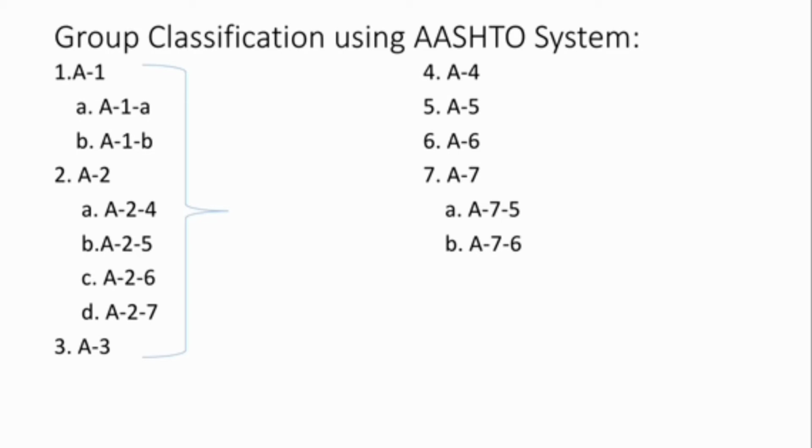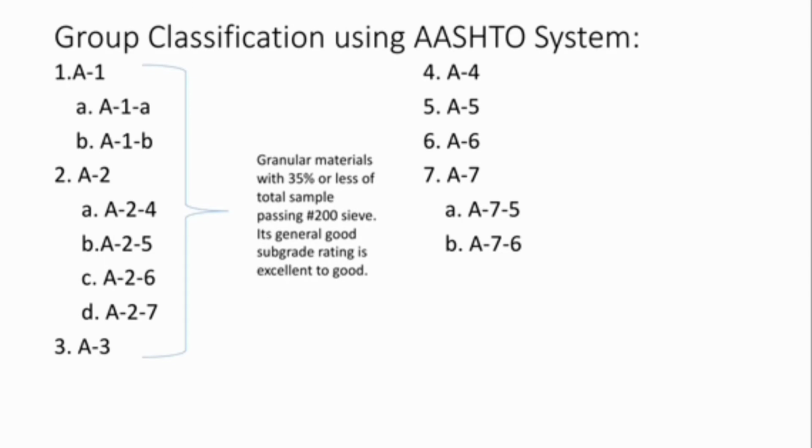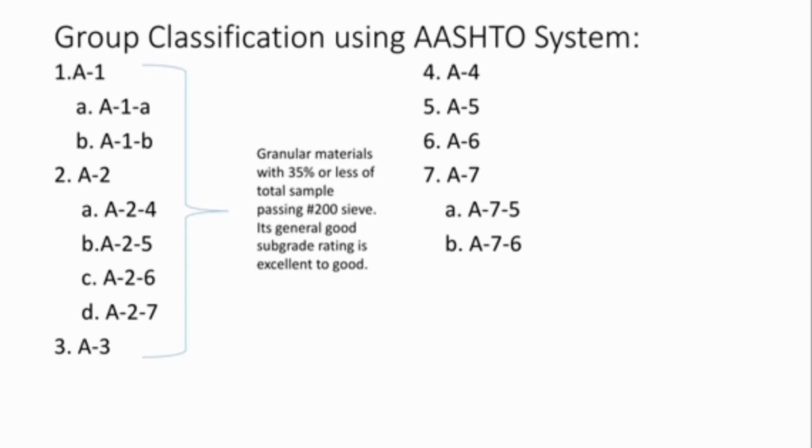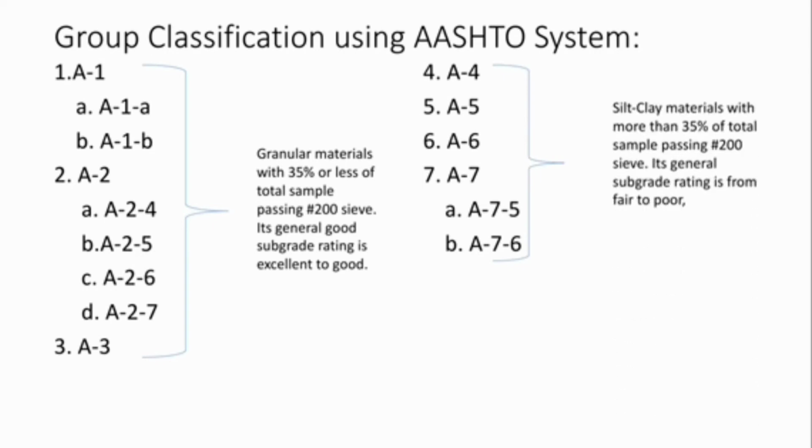So in groups 1, 2, and 3, they are granular materials with 35% or less of total sample passing the number 200 sieve. Its general subgrade rating is excellent to good. While groups 4, 5, 6, and 7 are silt-clay materials with more than 35% of total sample passing the number 200 sieve. Its general subgrade rating is from fair to poor.